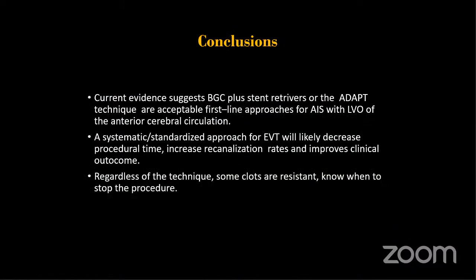So I would conclude with this slide that the current evidence suggests that a balloon guide catheter plus stent retriever or the ADAPT technique are all acceptable first-line approaches for acute ischemic stroke with large vessel occlusion of the anterior cerebral circulation. A systematic, standardized approach for EVT will likely decrease the procedural time, increase the recanalization rates, and improve clinical outcome. Regardless of the technique, some clots are resistant. Knowing when to stop the procedure is very crucial and important. Thank you very much for listening, and I open up for any questions.